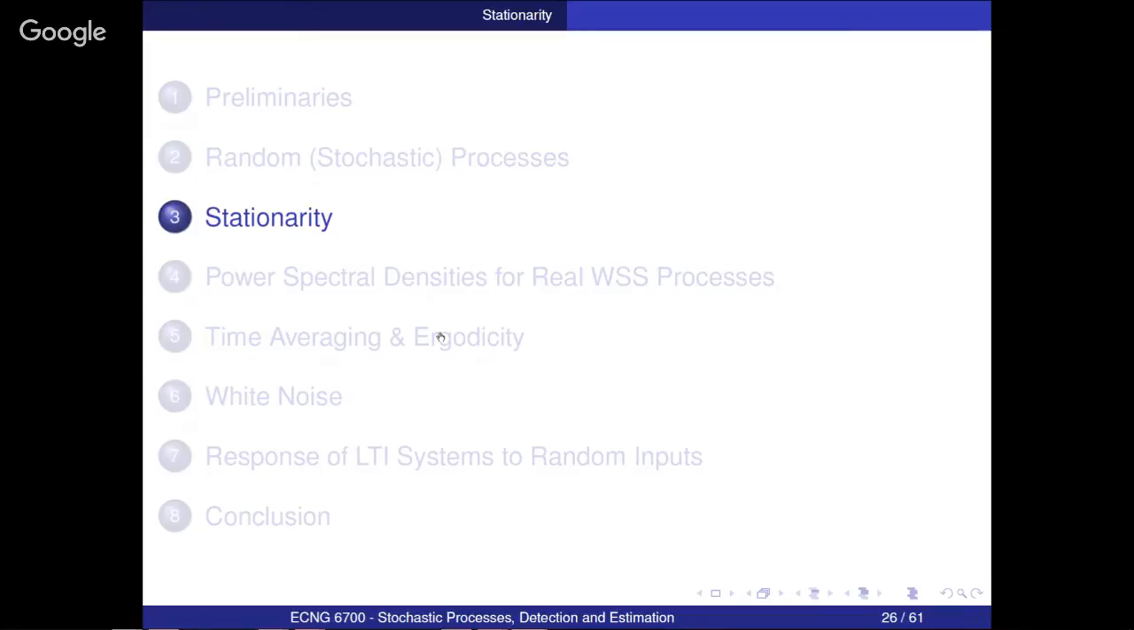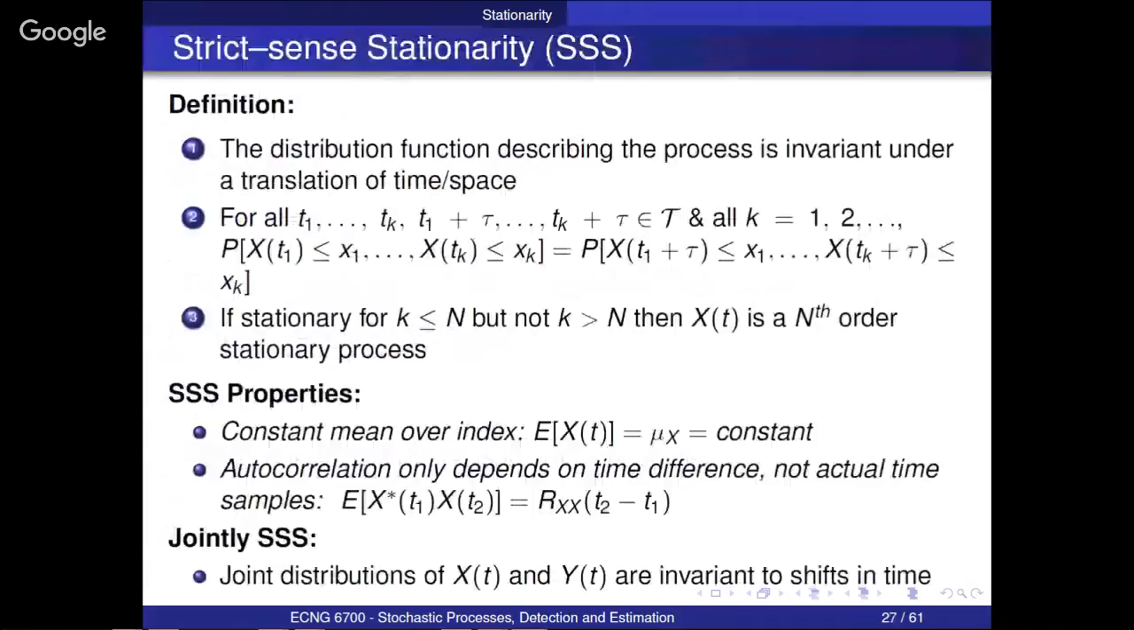Hi, and welcome back. Now we've covered the introduction to random processes, and now we're going to look at several aspects. The first of which is stationarity in a little bit more detail. So, stationarity has to do with how the random process behaves as a function of the index. It could be time or space.